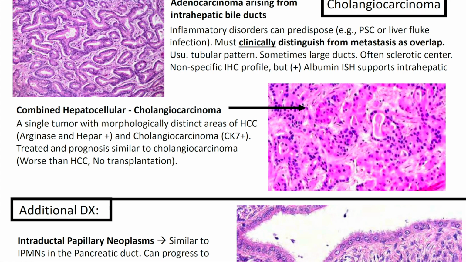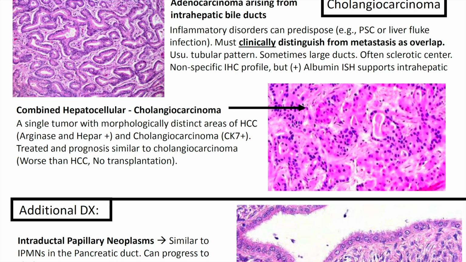Up top left, we have just cholangiocarcinoma, malignant bile duct proliferation. And then on the right, we have combined hepatocellular cholangiocarcinoma, a single tumor with morphologically distinct areas of HCC, so arginase and Hepar positive for the HCC aspect, and then cholangiocarcinoma as well, which would stain with CK7. And CK7 is going to be lighting up those bile ducts, right? So if you want to see in another process that the bile ducts have dropped out, you can use a CK7, and if you see less staining, then you have pretty good proof that there's less bile ducts.